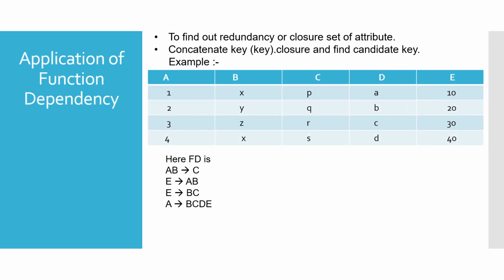Applications of functional dependency. There are some applications of functional dependency: to find redundancy, it can also be used for the closure set of attributes, and to find a candidate key we can also use functional dependency.